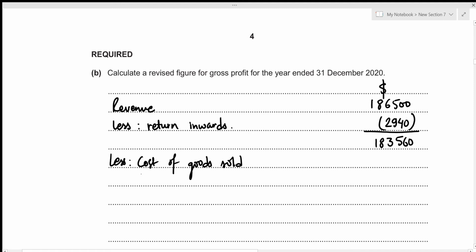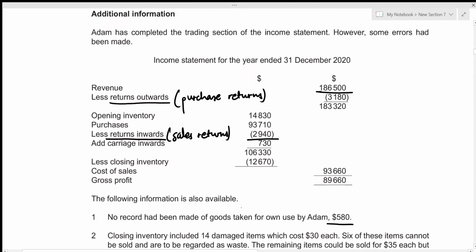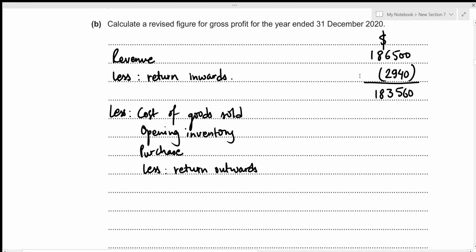All right, now we work towards cost of goods sold. So firstly, there's going to be opening inventory. Then we have purchases. Then we subtract the purchase returns, which is also known as return outwards. All right, first let's look for these three values in the given question. So we have opening inventory of 14,830. We then have purchases of 93,710, and we have purchase returns of 3,180. Let's substitute these three values into our solution. So for opening inventory, I'm going to create another column right here. For opening inventory, the value was 14,830. Purchases had the value of 93,710, and then return outwards the value 3,180.